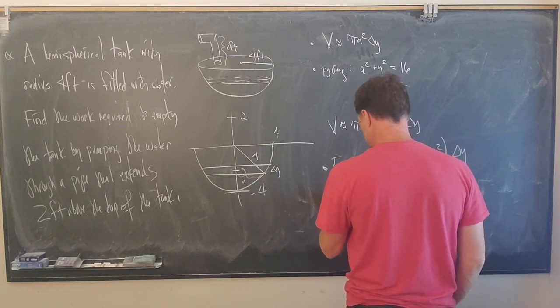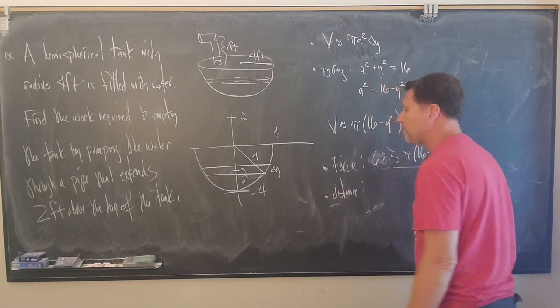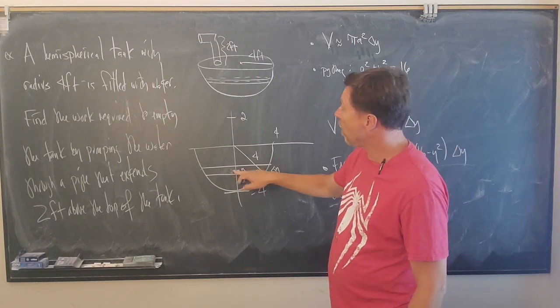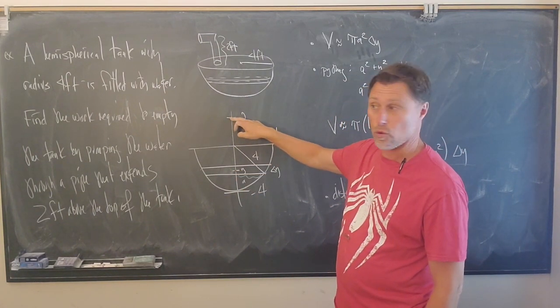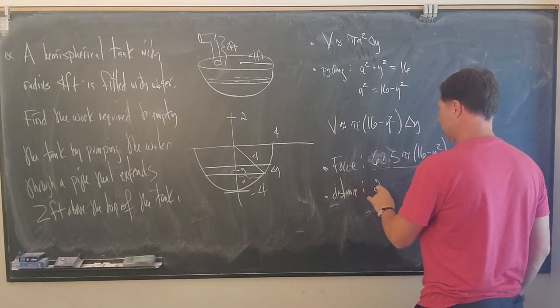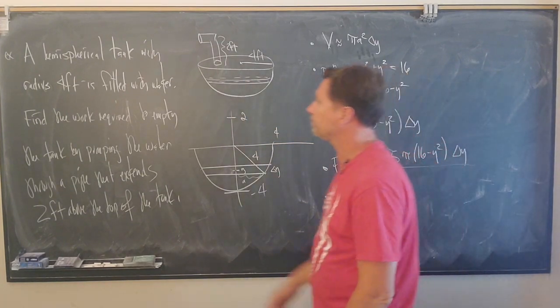Now the distance. How far does this slice need to travel? Well, it needs to travel from Y all the way up to a height of 2. And so the distance is 2 minus Y.